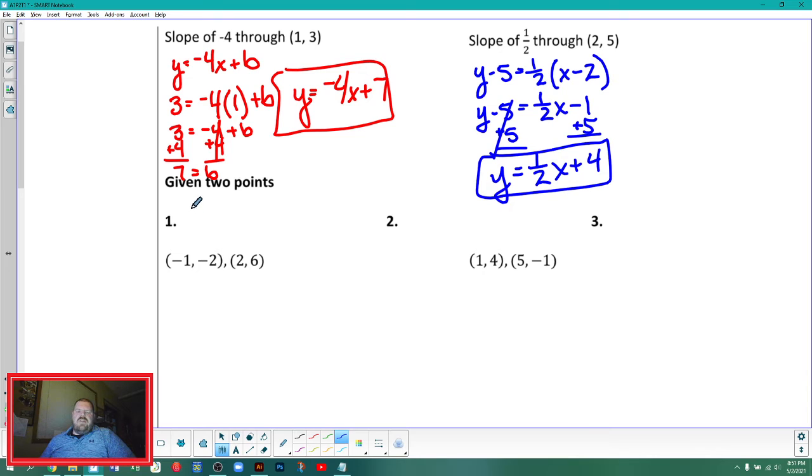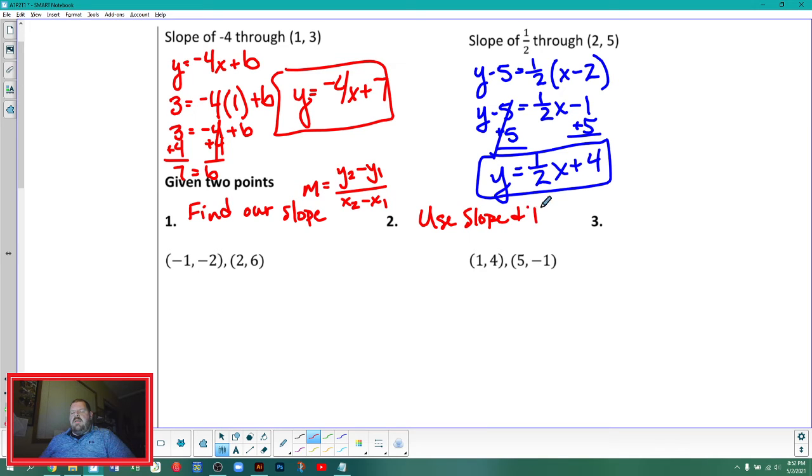So the first thing that we want to do is to find our slope, no matter what. Find our slope using the slope formula: y2 minus y1 over x2 minus x1. And then from there, I'm not even going to write 2 other steps. Pick a strategy from above. We'll say use slope and point method.